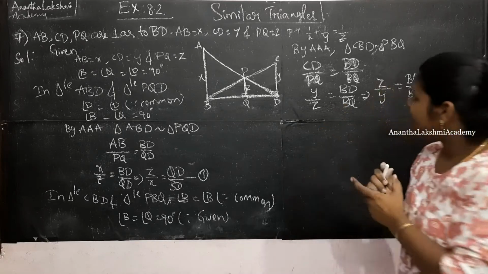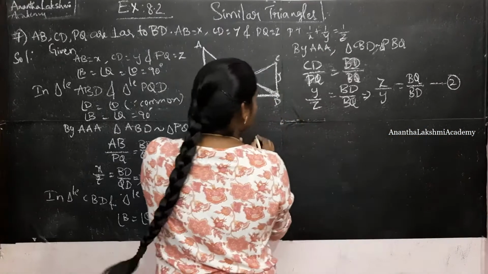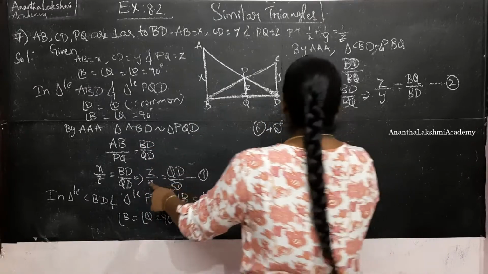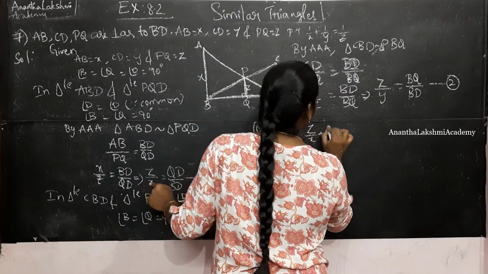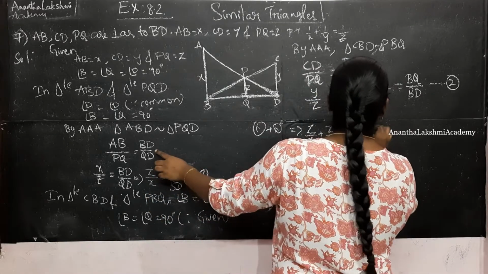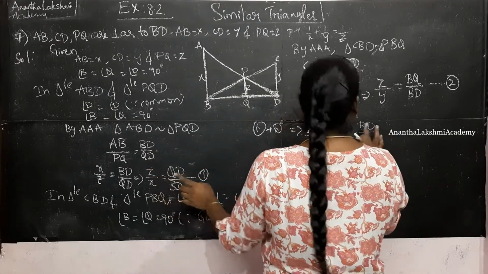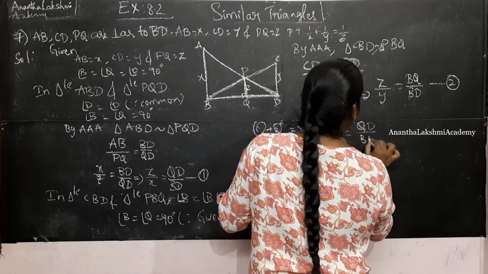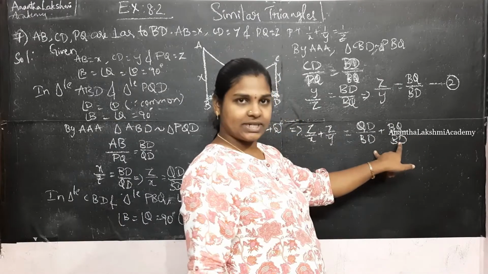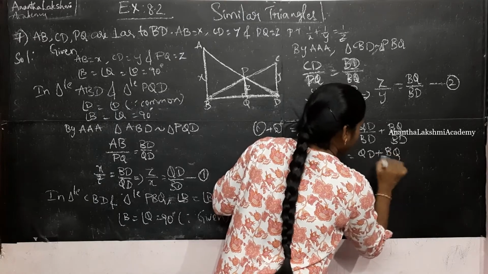If you look at this, 1 by X plus 1 by Y, that is what they are asking us to prove. So let us do this as, let's do 1 plus 2. What does it give? 1 plus 2 is nothing but Z by X plus Z by Y is equal to QD by BD plus BQ by BD. Okay, now if you take the LCM, this is going to be QD plus BQ by BD.